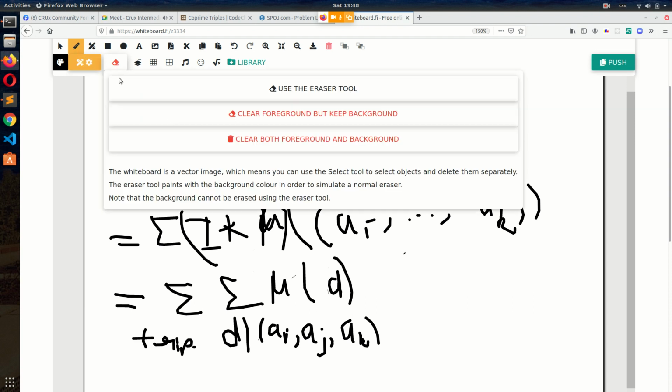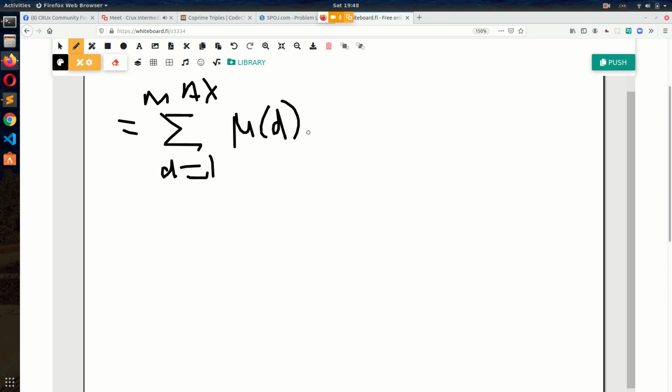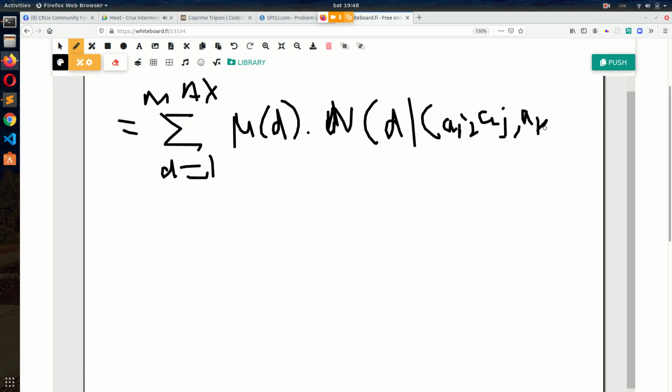Let's see again. So I'll erase this part. This value is also equal to the sum over d equal to 1 to max of mu of d into the number of times it appears, so the number of triples where d divides the GCD of AI, AJ and AK. Like the last problem, once again we are in a similar situation, except instead of having phi of d here, we have mu of d this time.